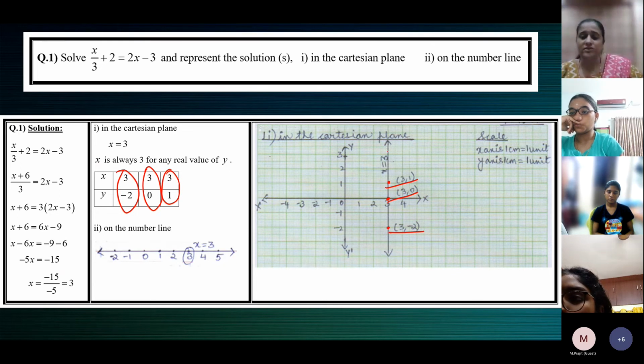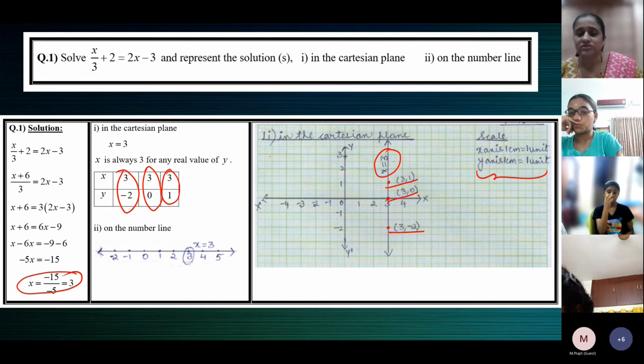And I've written x is equal to 3, the equation, on it. You can write this. After solving, you get x is equal to 3, right? You can write that on it. X is equal to 3. You can see the scale here.